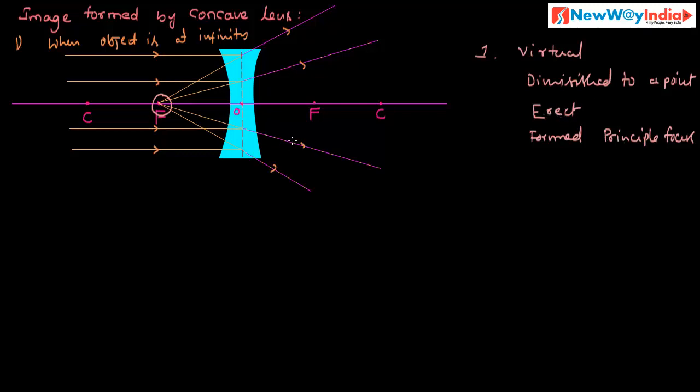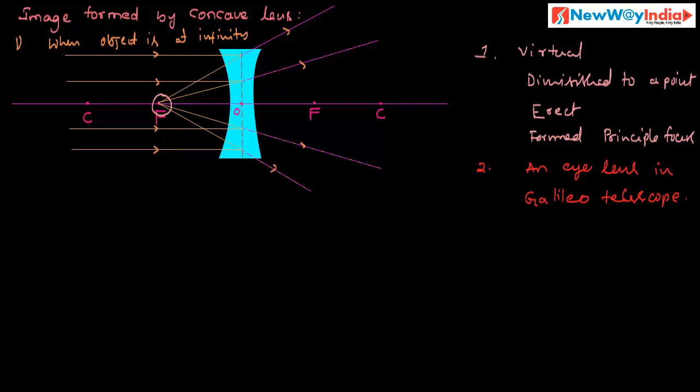Next, where is it used? It is used as an eye lens in the Galileo telescope. What is the use of the concave lens in this case? When an object is placed at infinity, then the concave lens behaves as an eye lens in the Galileo telescope. This is the use of the concave lens in this case.